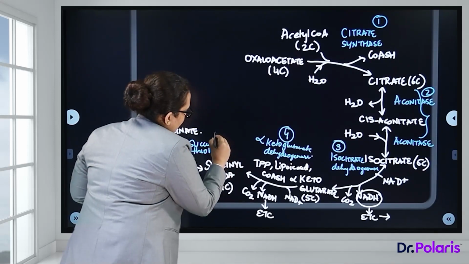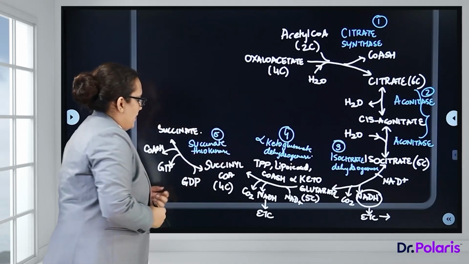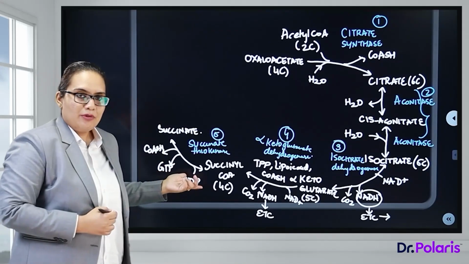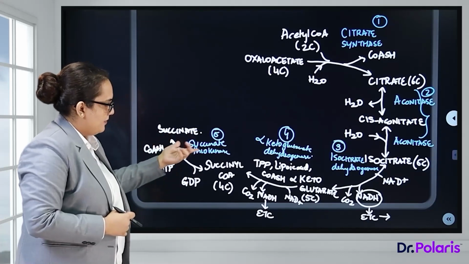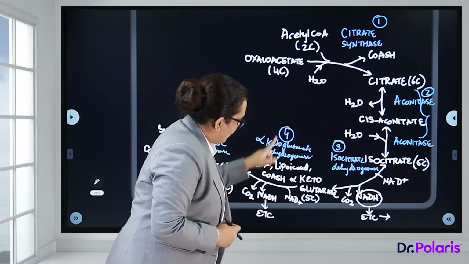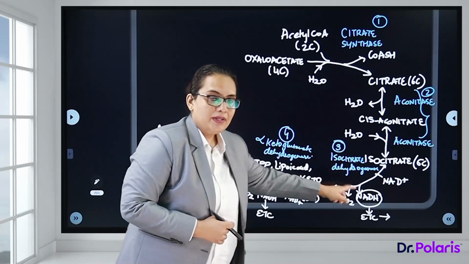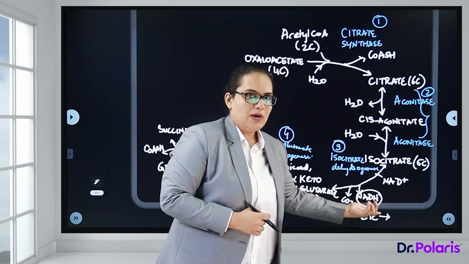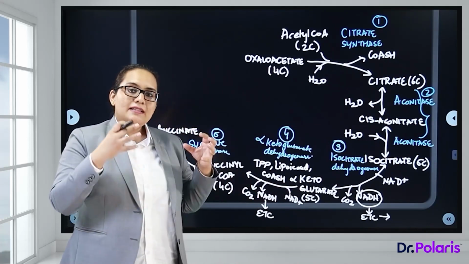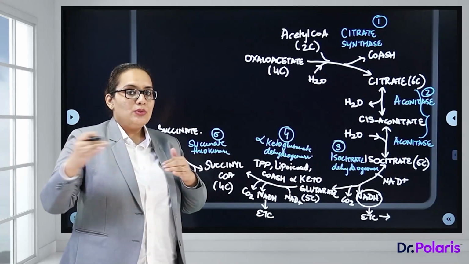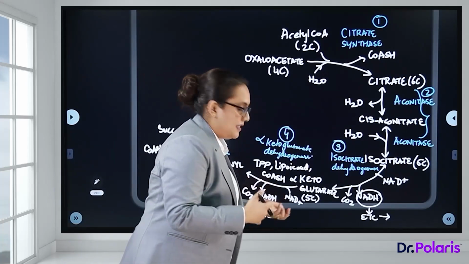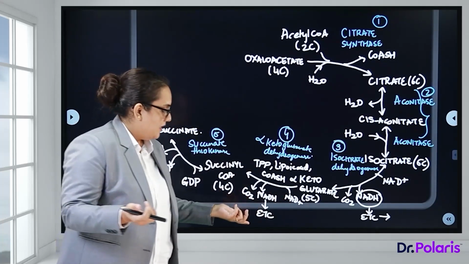This is the fifth step. Now, if you noticed, there's a slight difference in the energy production between this step, that is the fifth step, and the energy which is produced at the fourth and the third step. Now, in the fourth and the third step, you get NADH, which is a reducing equivalent, which is formed here.